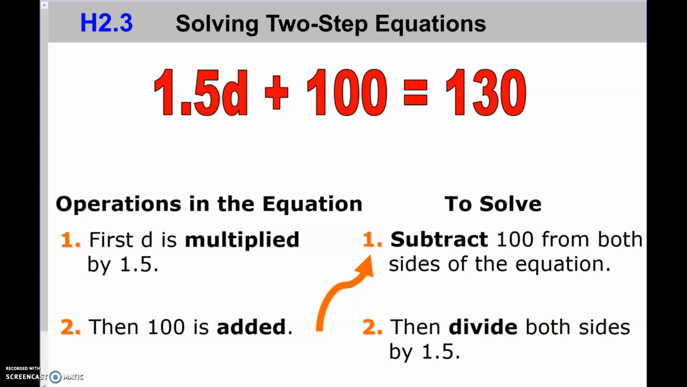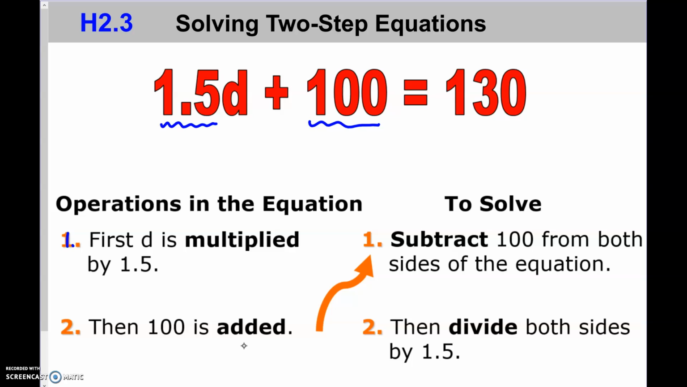All right, so if we look at this equation here, it says 1.5d plus 100 equals 130. Now, last time we only had one number by d. This time we have two numbers by d. We have a 1.5 and a 100. So the first thing that we say here is d is multiplied by 1.5, then 100 is added.